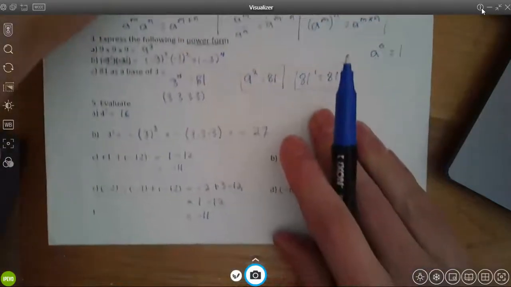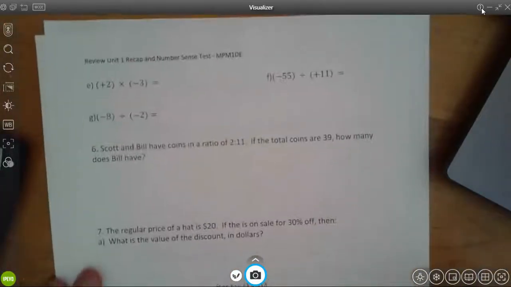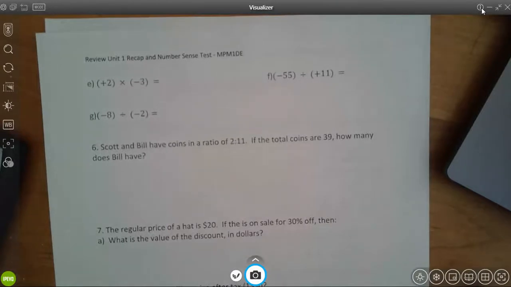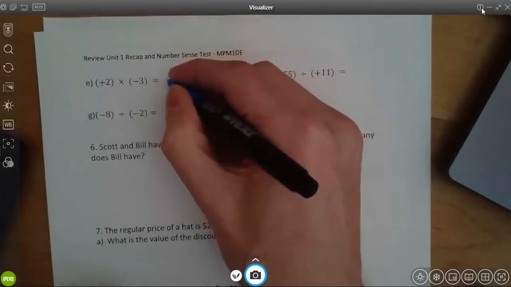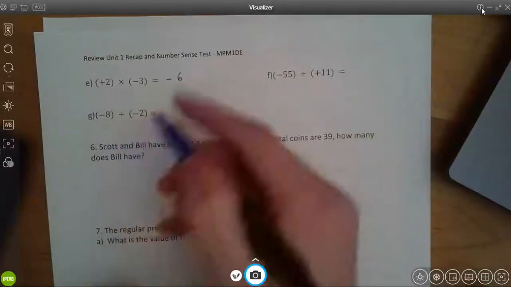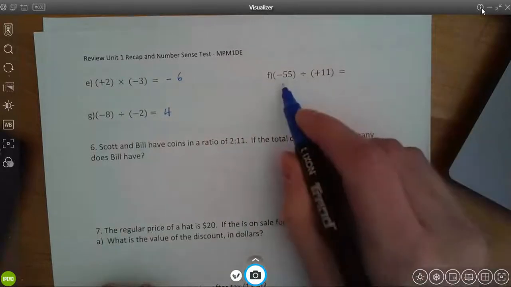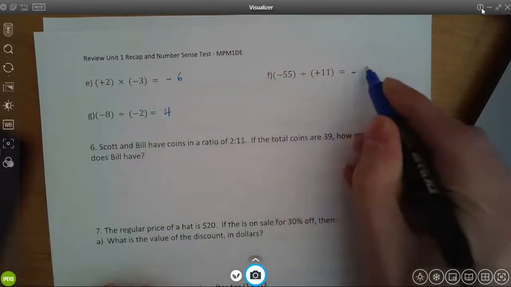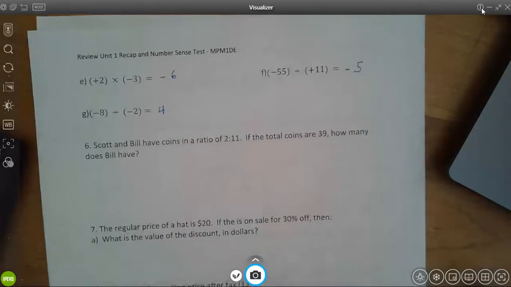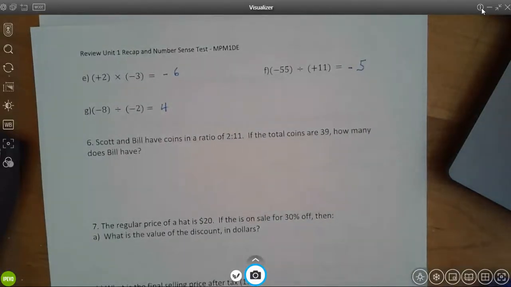So that's work with integers. I think we have a few more integer questions on the next page. Again, if I'm multiplying integers or dividing with different signs, it'll be a negative, and then I just do 2 times 3 is 6. Negative divided by a negative is a positive. 8 divided by 2 is 4. And same thing here, different signs. So my answer will be negative. 55 divided by 11 is 5. So I'm kind of doing them in two steps. First, I'm finding the sign, and then I'm finding the product or the quotient.